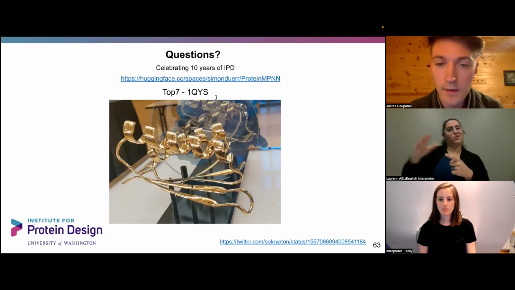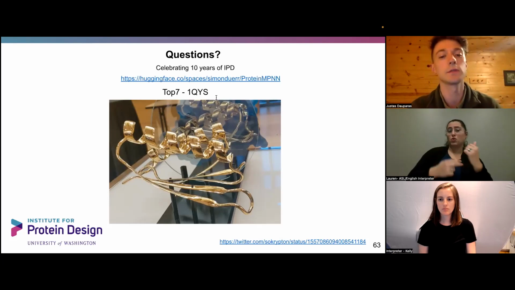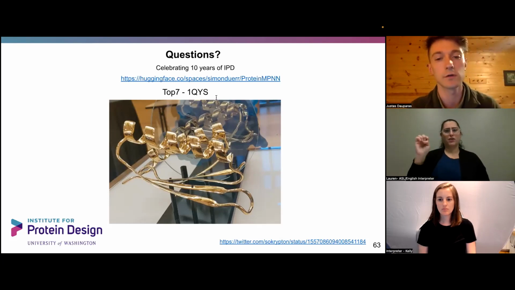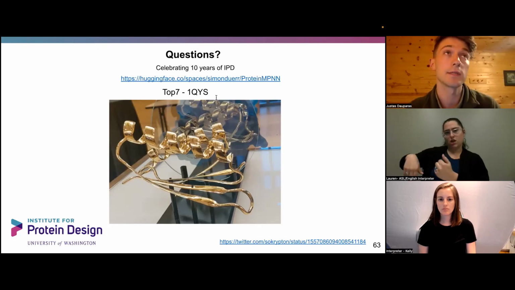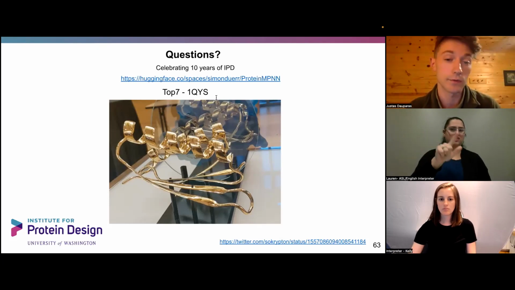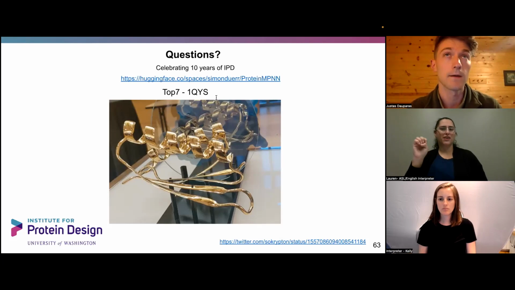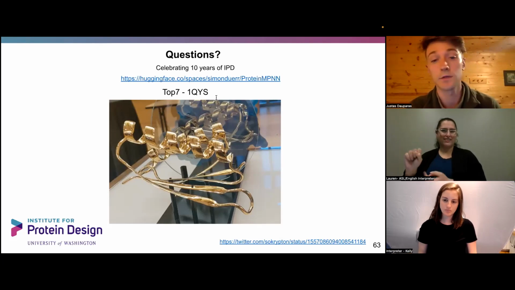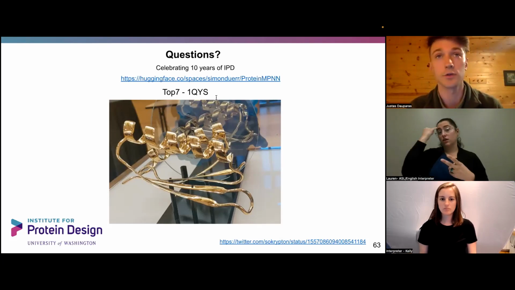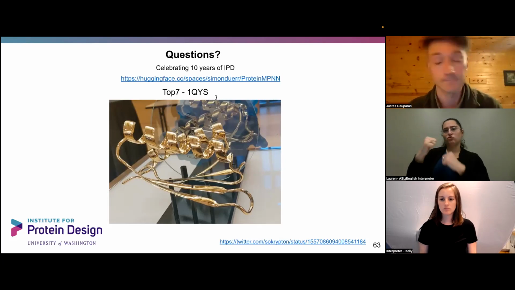Also wondering if MPNN was trained on both crystal and cryo structures or just crystal. So it was only trained on crystal structures. We haven't trained on cryo-EM structures. It might be interesting to try. My feeling is that they might be slightly too low resolution. Another idea would be to actually use, for example, AlphaFold structures as an additional training set.